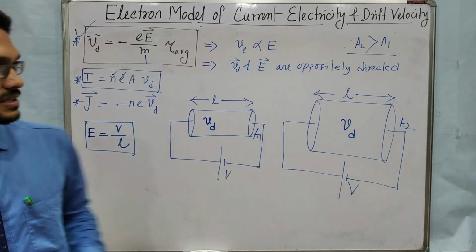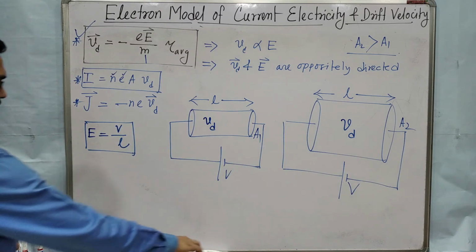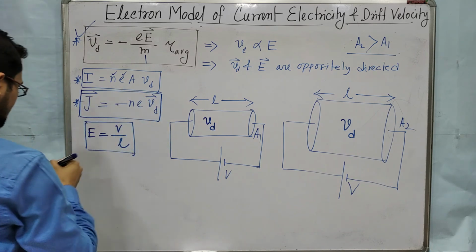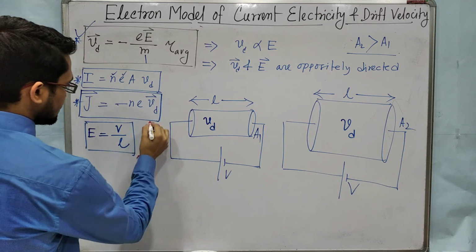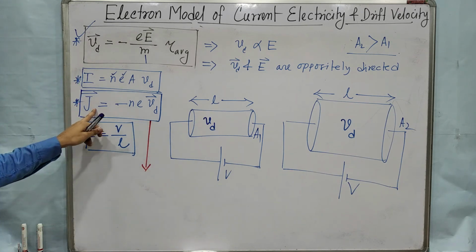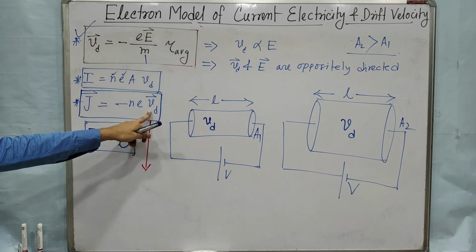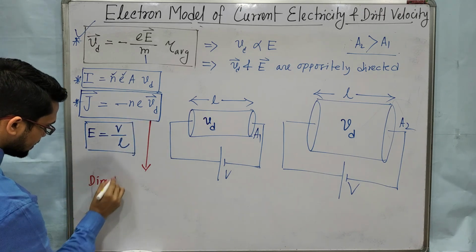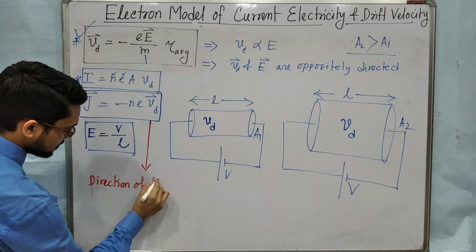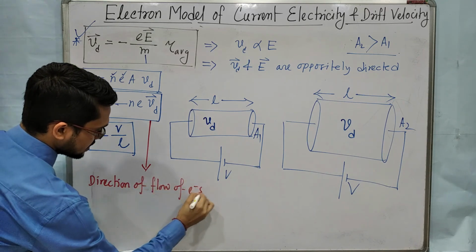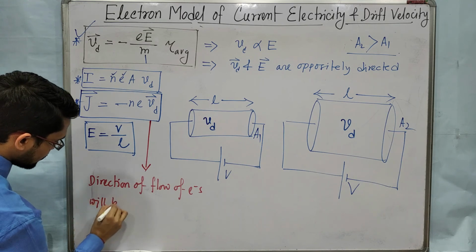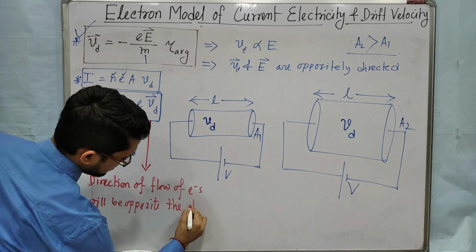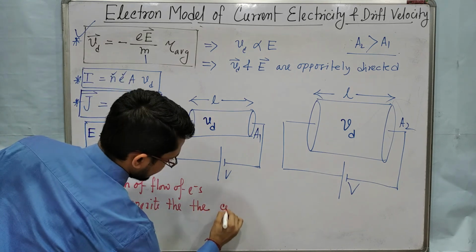These are a few important parts, and from this third equation I have already told you the point: the direction of J and the direction of flow of electrons will be opposite. The direction of flow of electrons will be opposite to the current density.